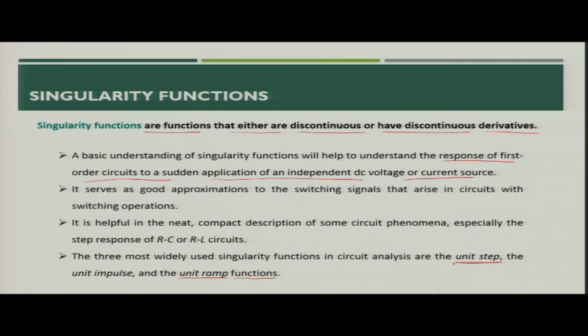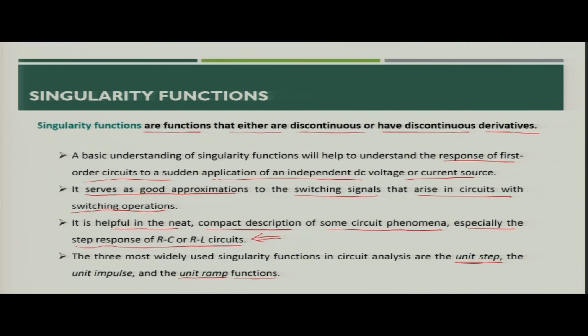Now, the unit step serves as a good approximation to the switching signals that arise in circuits with switching operations, and it is very helpful in the neat and compact description of some circuit phenomena, especially the step response of RC and RL circuits. In a later session of our discussion, we will try to understand what happens to the circuit response when you apply a step input to the circuit. This would be the important activity which we will try to understand.